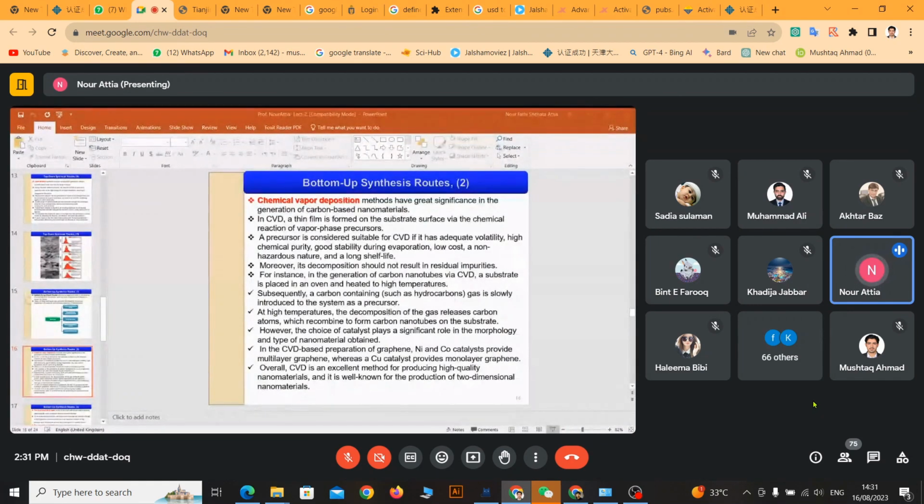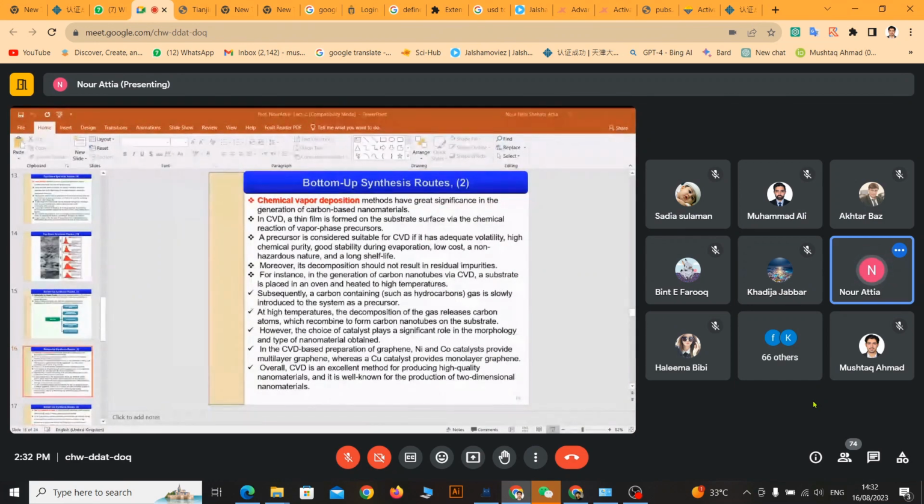Sometimes if you need carbon nanotubes, it will be cylindrical. If you need graphene sheets, it will be layer structures, and there are many catalysts they are using. For graphene, there are some specific catalysts like nickel and cobalt, because they provide multi-layer graphene, and the copper catalyst provides monolayer graphene.